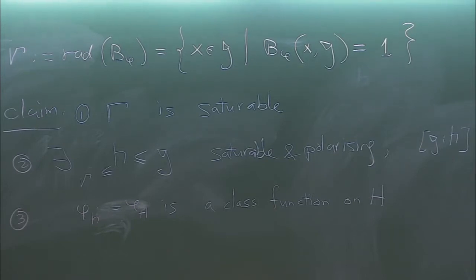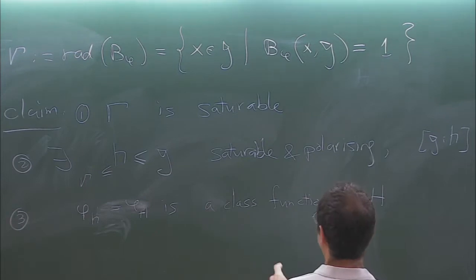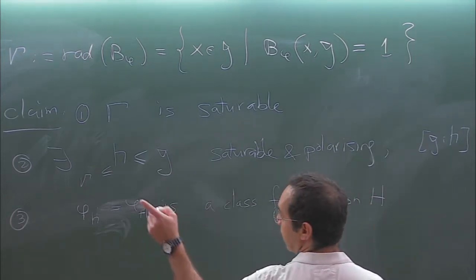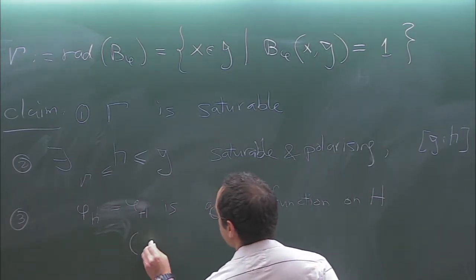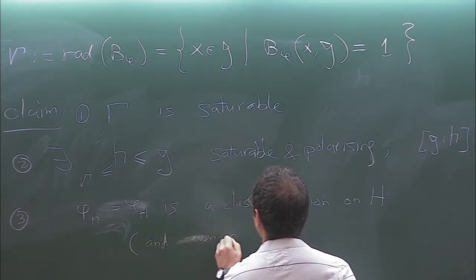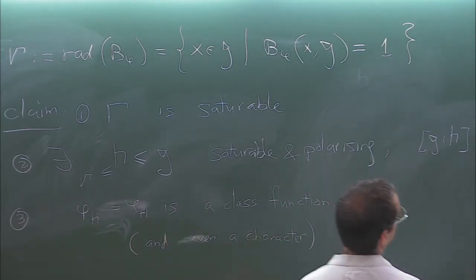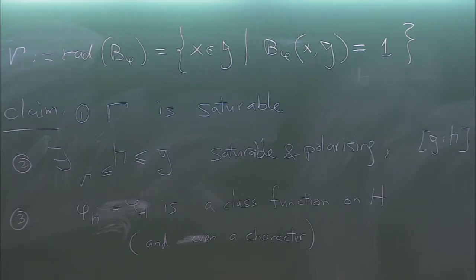So that's where this condition comes in. And with this condition, maybe a slightly stronger version of that, let me not get into that. So phi h is a class function, and under some condition, a character. That depends on the other condition. So now we look at this function.